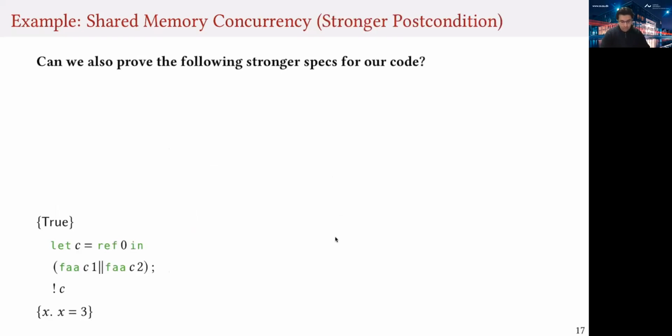What if, for the same program, we want to prove that the end result is exactly 3, right? After all, it should be the case, right? We start with 0. In one thread, we add 1, and in the other thread, we add 2, right? So at the end, the value should be 3. But how can we prove that, right?